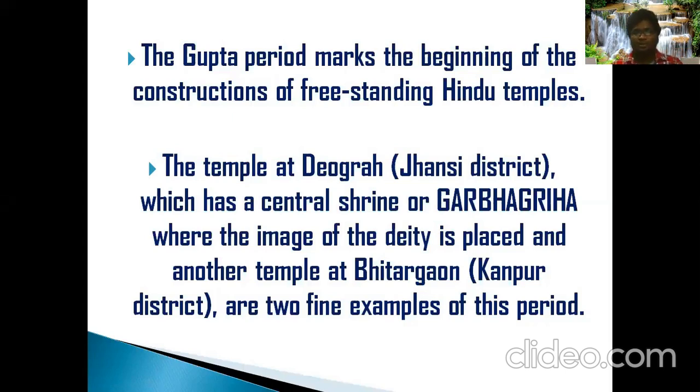So one of them is freestanding Hindu temples. Let's see what they actually constructed, what they actually built of these freestanding Hindu temples. If you go to Jhansi district, Jayagraha, there we can experience something. The temple at Jayagraha, which has a central shrine or Garbhagriha, where the image of the deity is placed, and another temple at Bittergaon, Kanpur district, are two fine examples of this period.